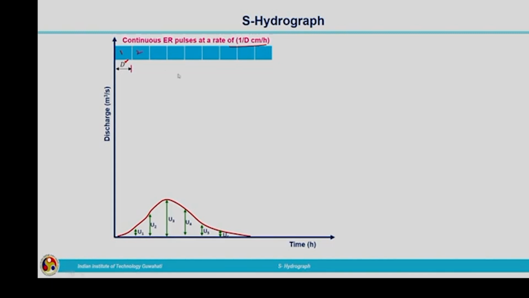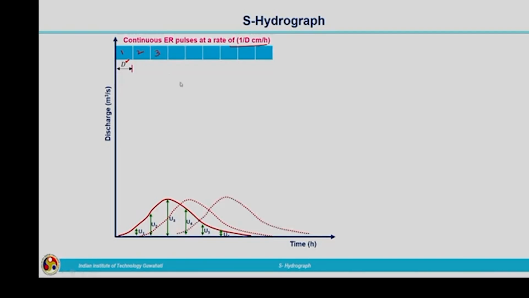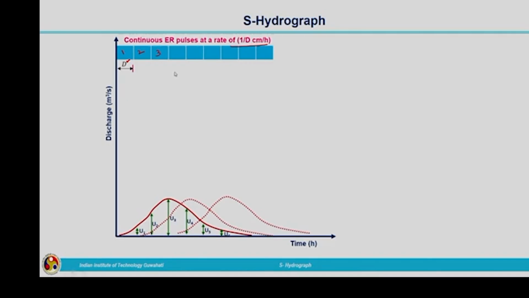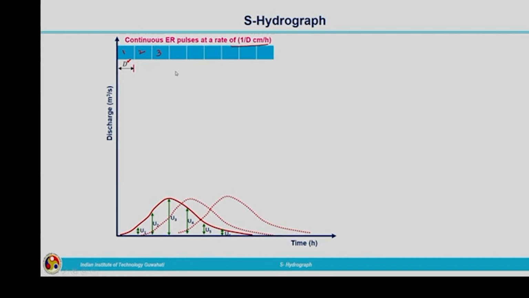The second effective rainfall pulse will be producing a unit hydrograph. In a similar way, the third effective rainfall pulse also will be producing a unit hydrograph response after 2Dr hours, and that way it will be continuing. So, if you are going to obtain the ordinates of the S-Hydrograph, the first ordinate will be the same as that of the unit hydrograph.